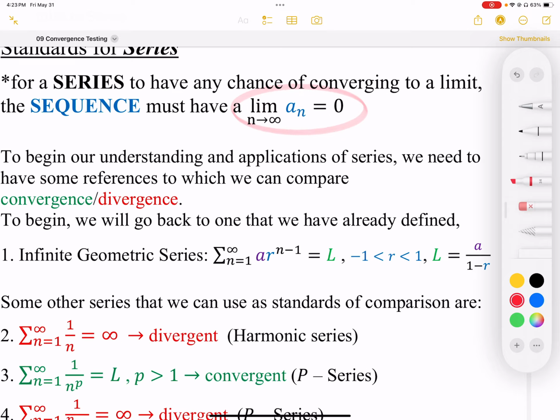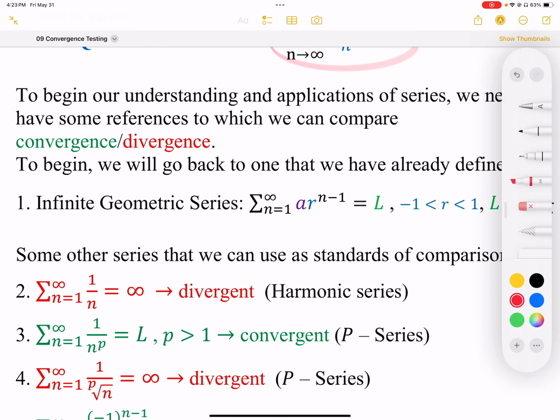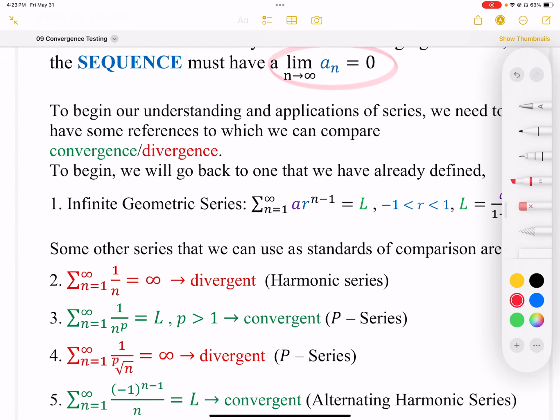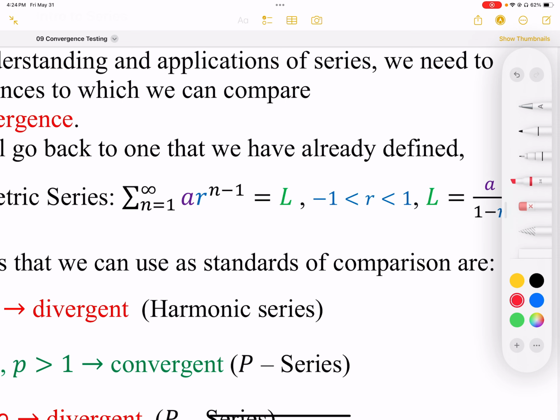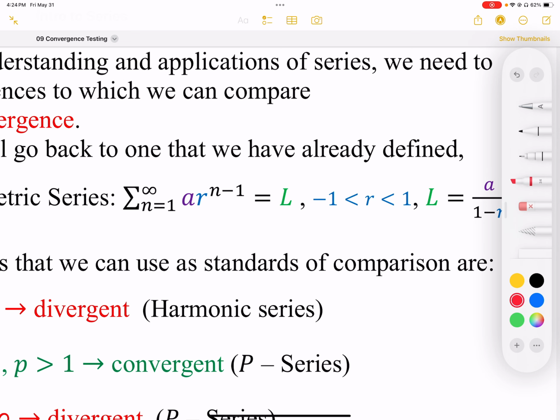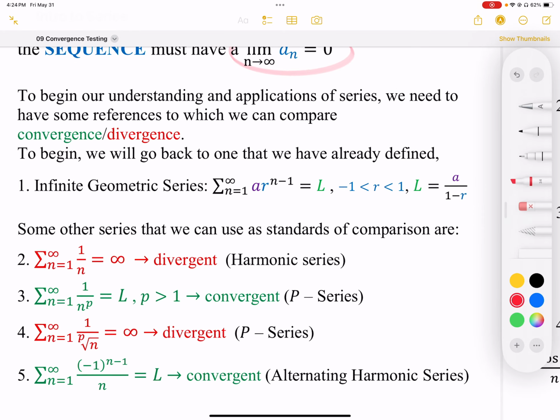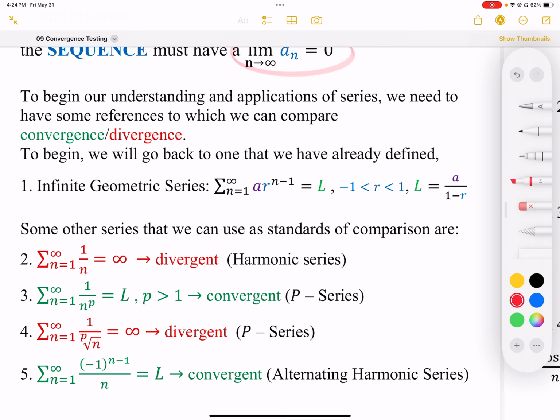The first one is the infinite geometric series. Okay, the infinite geometric series is one that we looked at in grade 12, and it is ar to the power n minus 1. Now that always has a limit. Those always have a limit as long as our common ratio or our multiplier is between -1 and 1, which means that every term is getting smaller and is tending towards zero, and it's getting smaller fast enough for it to converge. And that one, we happen to have a formula to calculate that limit.